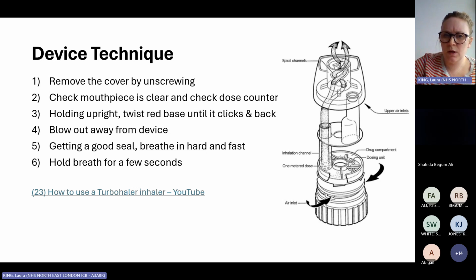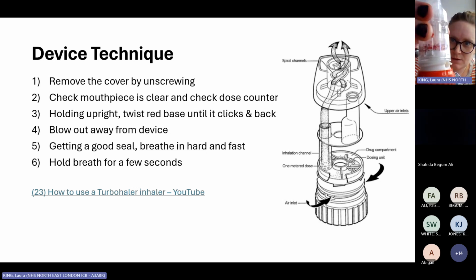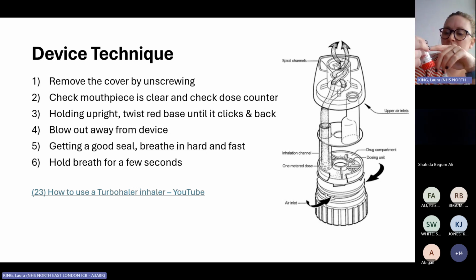There's also training whistles. So first and foremost, the device technique: we take the cover off by unscrewing. We check the mouthpiece is clear, and we check the dose counter. So again, this is obviously see-through, but for the real one, you would just be able to see the dial. It becomes red when there's about 20 doses left. So if anyone's ever worked in retail, it's a bit like your till roll going red. It's a really helpful visual. And we have had young people in the past who have died because they're puffing on empty inhalers. So it's really important to know.